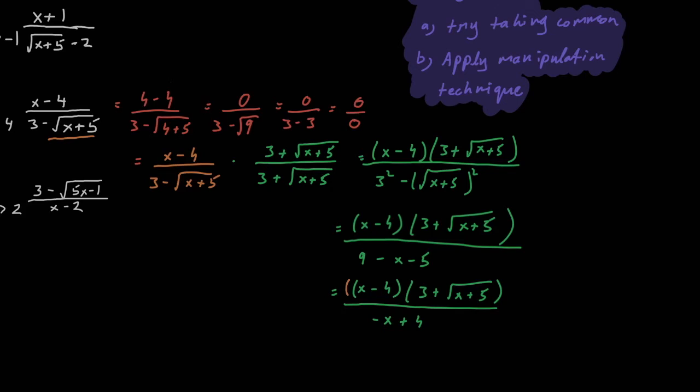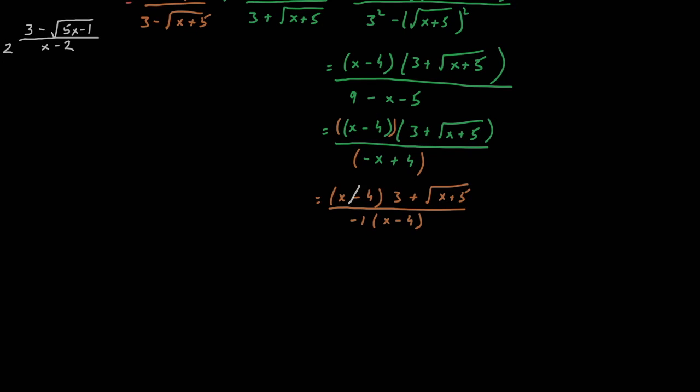You can see that we cannot quite cancel off these two values as the signs are different. Now in order to make the signs same, we can simply take negative 1 as common. So the numerator would remain the same, x minus 4, 3 plus under root x plus 5, and the denominator would have negative 1 as common and x minus 4. Now we can simply cancel off x minus 4 and x minus 4, and we'll have 3 plus under root x plus 5 divided by negative 1.